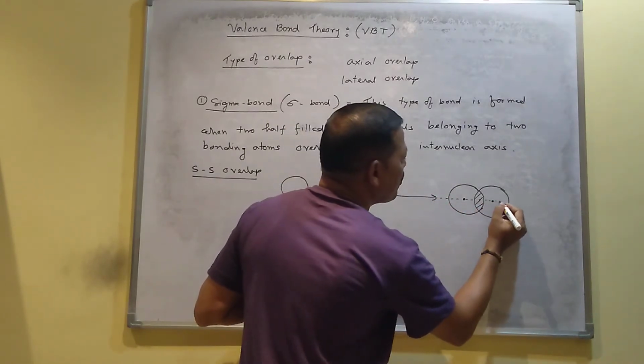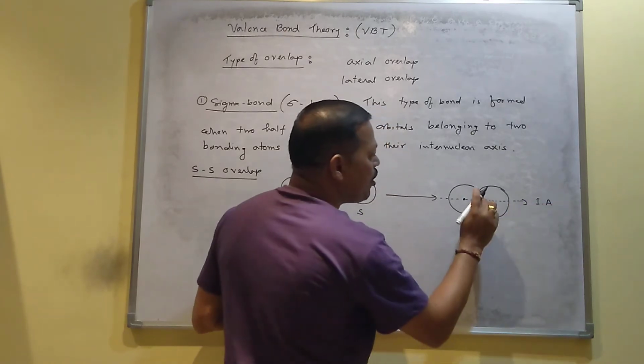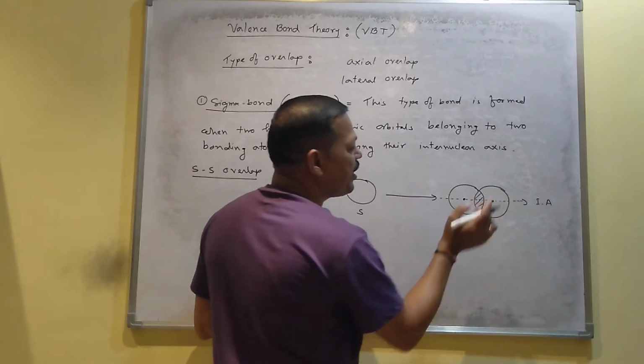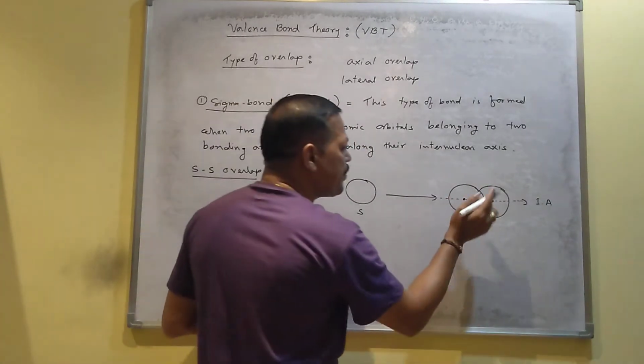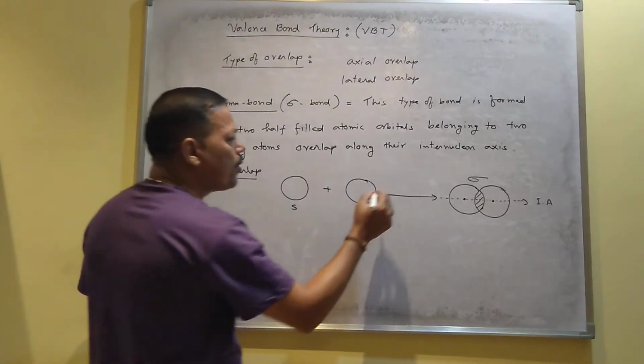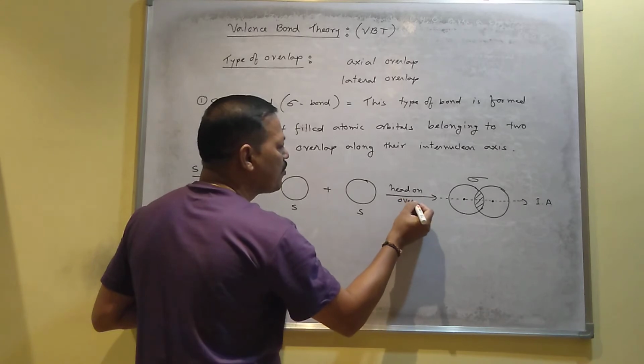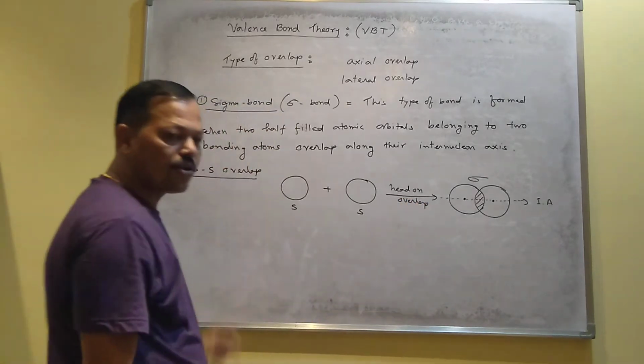is called internuclear axis. I mean, the overlap takes place along their internuclear axis, and this type of overlap always produces a sigma bond. This type of overlap is also called head-on overlap.